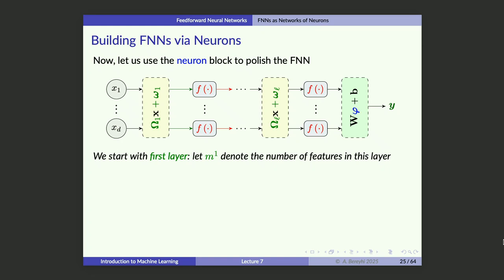So, shall we go on? Okay, so now let's see if we can write down this architecture in terms of those artificial neurons. Okay, how can we do it? Let's look at the first layer. So what do we do in the first layer?